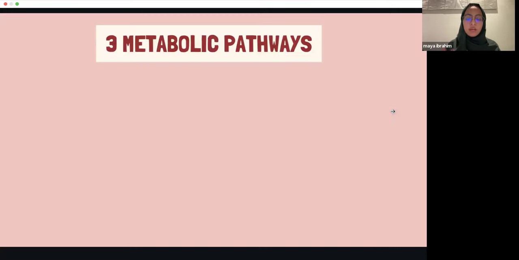Now, recap of the 3 metabolic pathways. Who wants to do this with me? I know it's been a lot, but we're almost done here. Any volunteers? Okay. Can you open your mic, please?